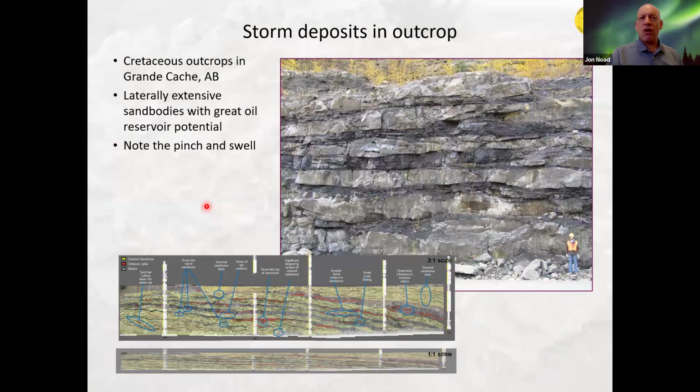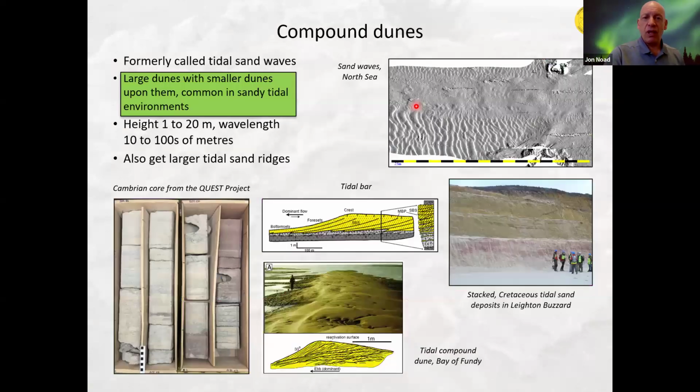And then this is just to show what it looks like in a big outcrop here. This is all storm deposits. This is from Grand Cache in Alberta. And we're seeing these stacked storm deposits with these lateral variations in the thickness of the sand bodies due to the pummeling of the seabed by storms.